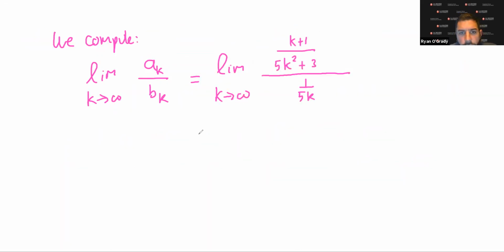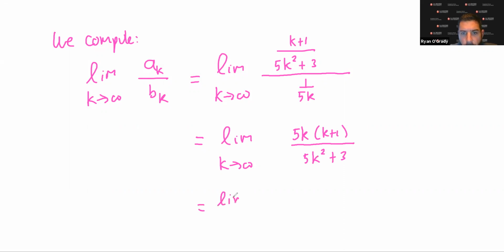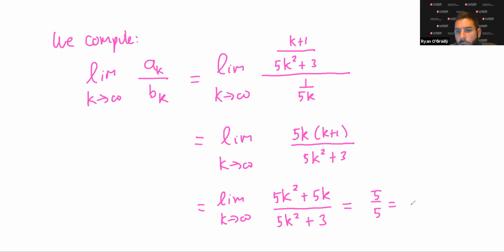All right, now we just do some elementary algebra. I have a fraction over a fraction. That's the same as multiplying by the reciprocal. So I'm left with 5k times (k plus 1) upstairs over 5k squared plus 3. And this is the same as (5k squared plus 5k) over (5k squared plus 3). And we know that this limit is 5 over 5, which is 1.